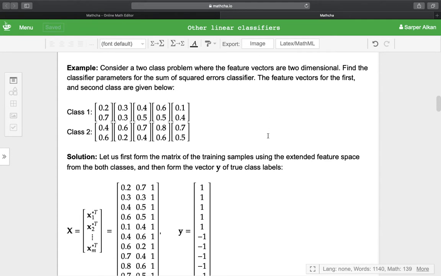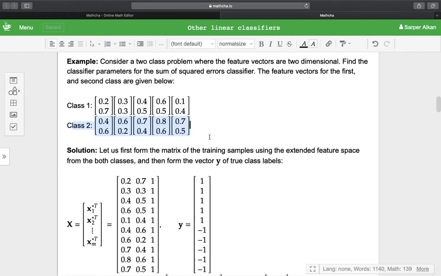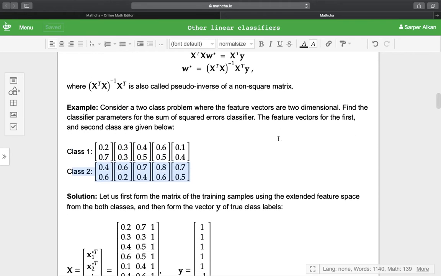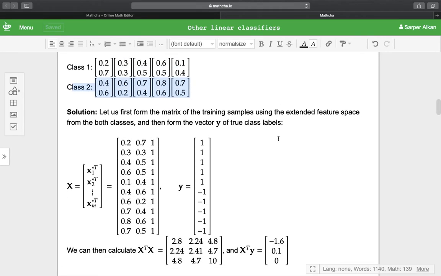As an example, let us consider a two-class problem where the feature vectors are two-dimensional. Let us find the classifier parameters for the sum of squared errors classifier. The feature vectors for the first and second class are given below. So these are the feature vectors for the first class. These are the feature vectors for the second class. The solution is by the above method which we have shown.